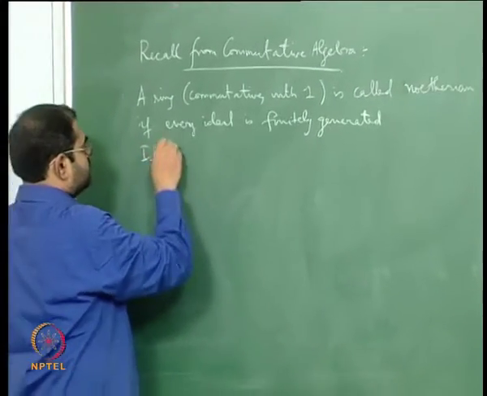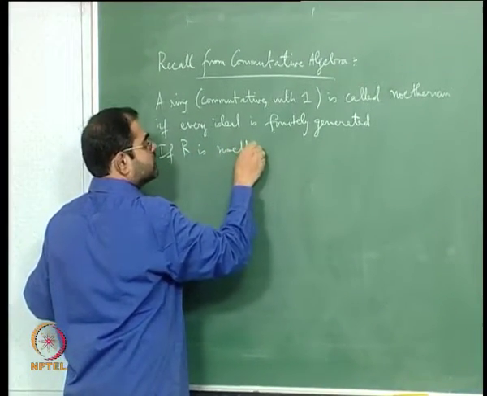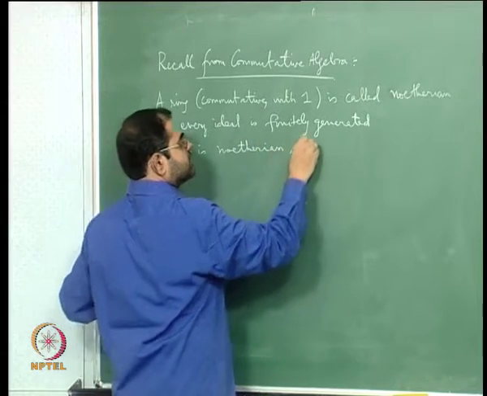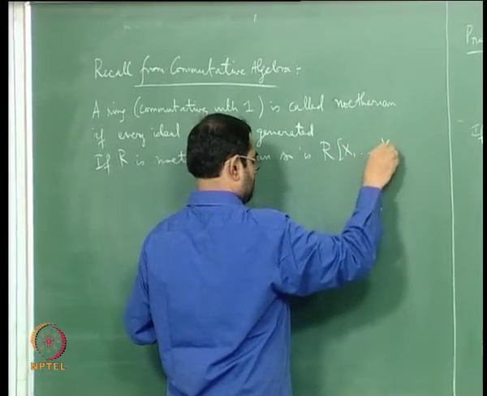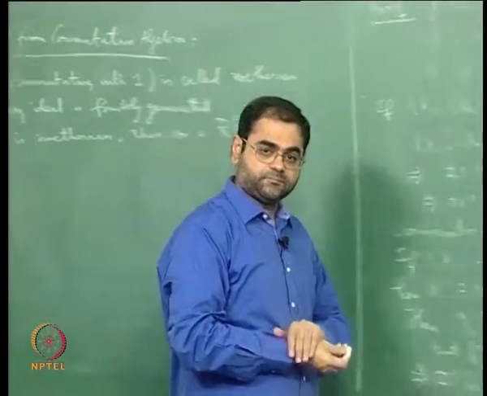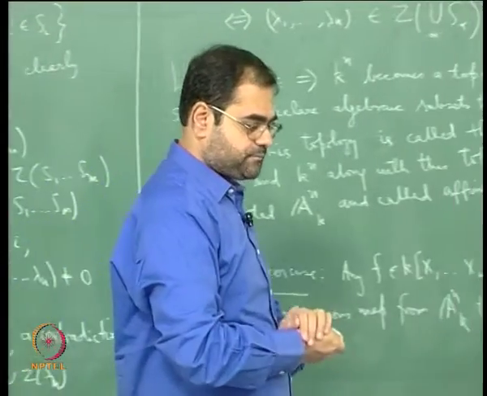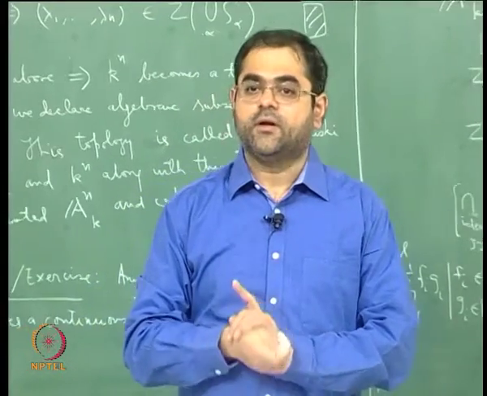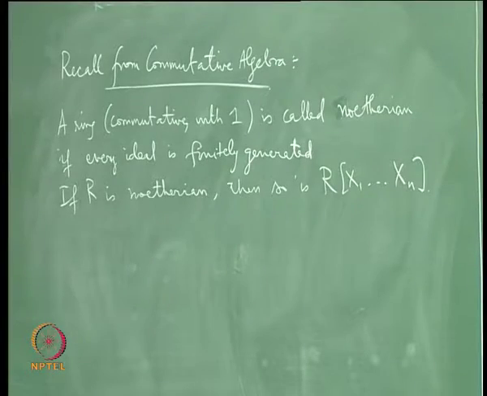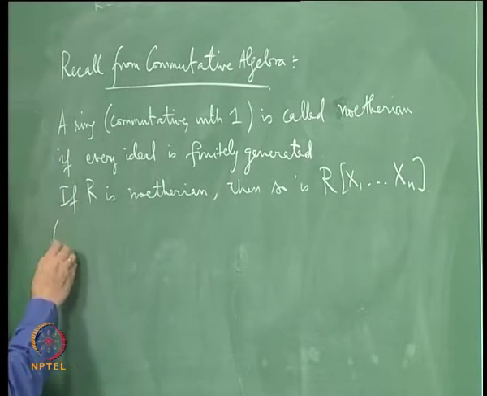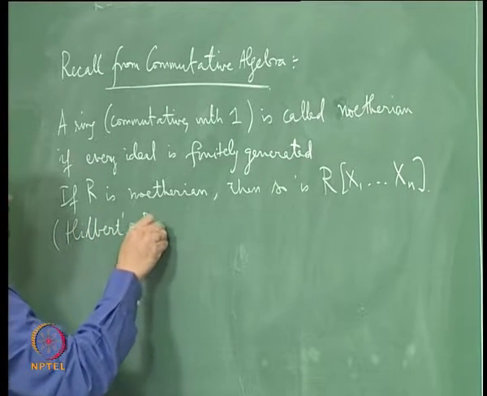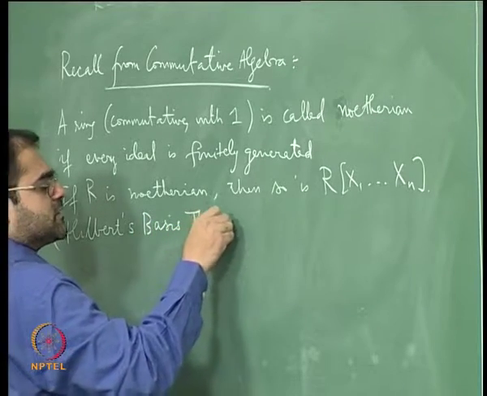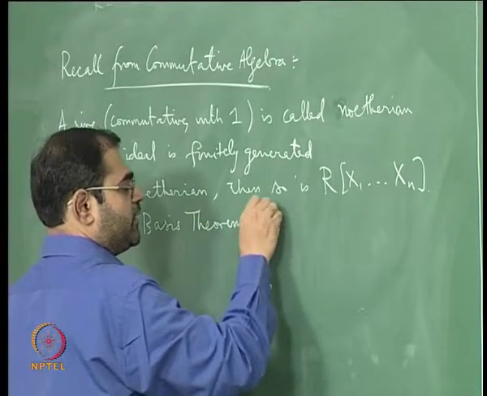If R is Noetherian, then so is R[x1, ..., xn]. A polynomial ring in finitely many variables over a Noetherian ring is again a Noetherian ring, and this is the so called Hilbert basis theorem. Or it is also called, I mean more generally it is called Emmy Noether's theorem.